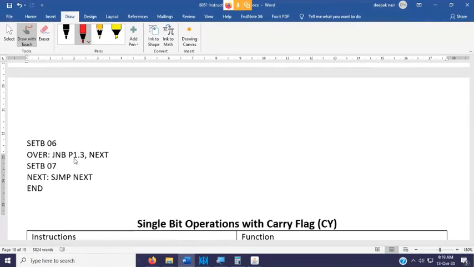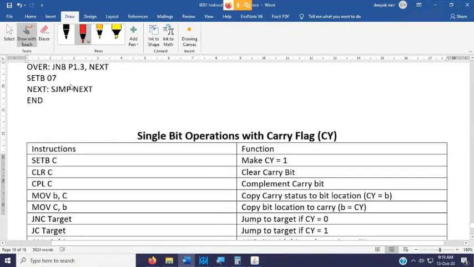I think we should go for port 2.3 and 2.1. Okay, just try that. It's your choice now.